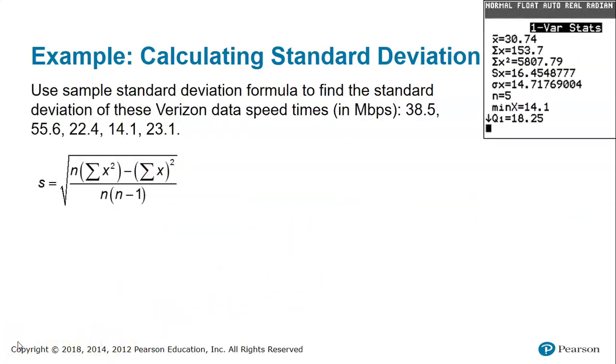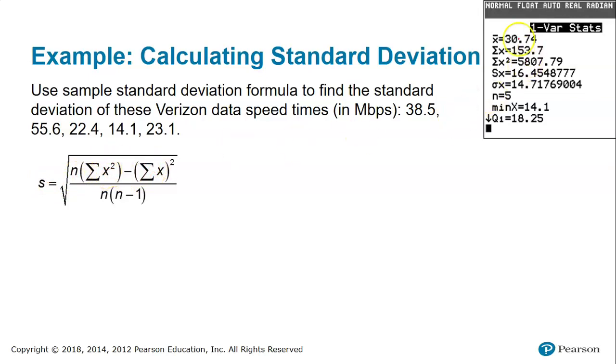Okay, let's take a look at the same problem with the same data set, except this time we're going to use this shortcut formula for the standard deviation. What I've done over here is I've put this data set in for L1, and I've run the one variable stats from the calculator. So this is what you'd see on that screen there. And I wanted you to notice there's a couple things that will really help us in doing this calculation. One is the sum of the x squareds.